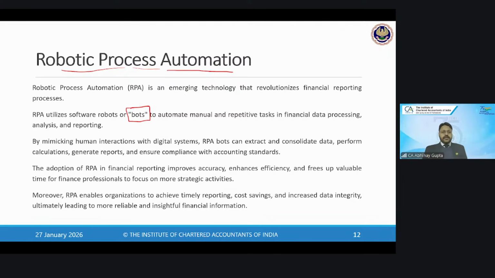So RPA analyzes those journal entries and makes a list that these are the repetitive journal entries which can be prepared by the system itself using the bots. So instead of you preparing them, these bots can prepare them on your behalf, and they can put it on the dashboard for you to review and approve, right? Review and approve, right?